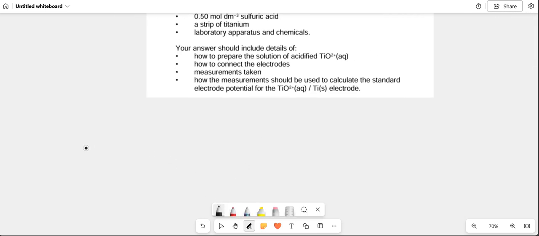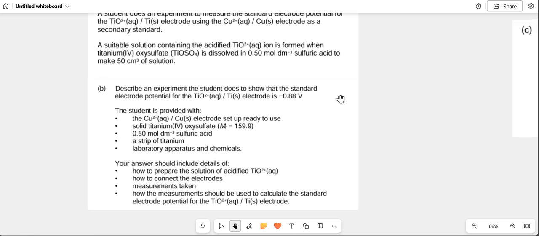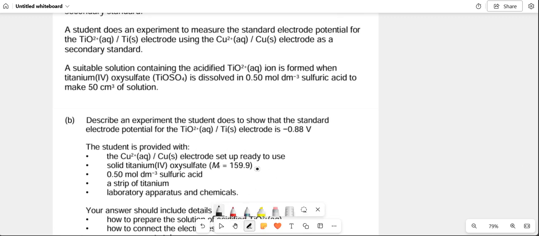To do that, we can write that n is equal to cV, moles is equal to concentration times volume. Now you need to find the concentration. So always when you're doing this standard setup, it should always be 1 mole. That's what we said earlier, 1 mole of H+ ions. And so here, that means that's going to be 1 mole as well of TiO2+. But how do we know that exactly? Let's be sure.